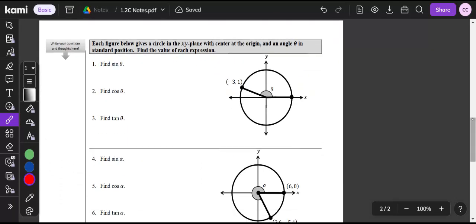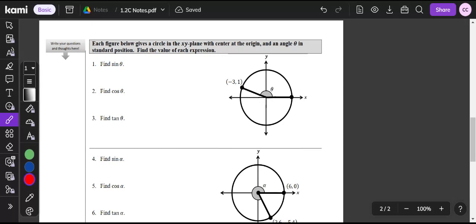All right, on the back, let's try some problems with this. So it says for this first part, each figure below gives a circle in the xy plane with the center at the origin and an angle theta in standard position. Find the value of each expression. All right, so I'm going to show you guys how to do sine, and then you guys can probably work through cosine and tangent on your own.